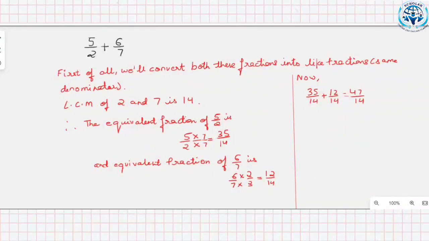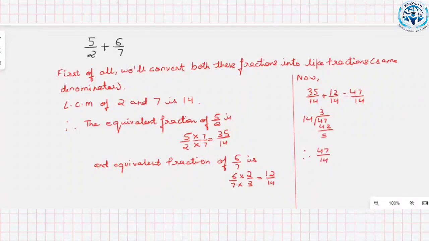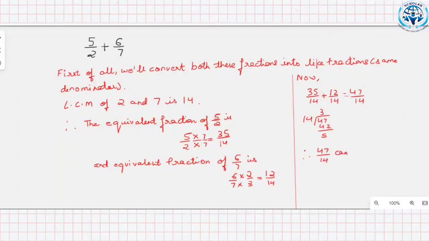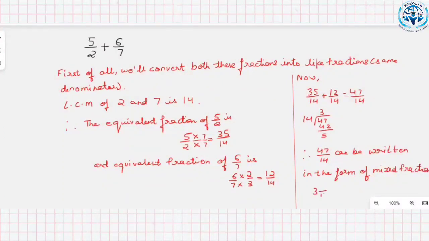Now, the numerator is greater than the denominator, that means it is an improper fraction. We will convert this improper fraction into mixed fraction by dividing 47 by 14. So, the mixed fraction is 3 5 by 14.